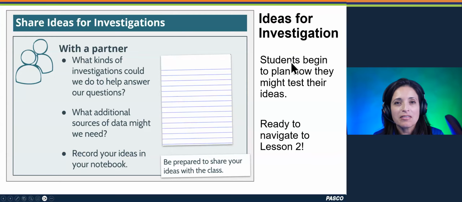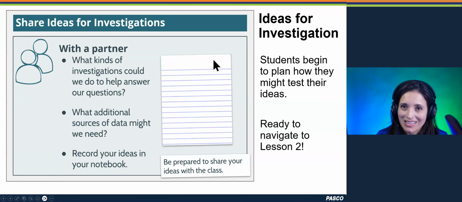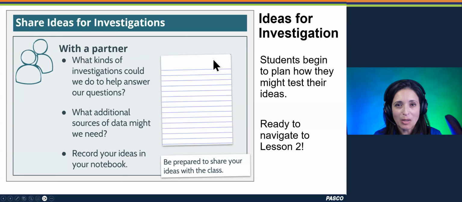So by the end of, and this was a very quick overview of lesson 1, we're ready to navigate to the next lesson. So what we accomplished, what we needed to in lesson 1: we observed an anchoring phenomenon that's going to drive a lot of questions. There's going to be a lot of questions about lightning. You've already thought about many things you can do to start answering the questions, and you're going to take a minute to take stock of what you've learned so far.